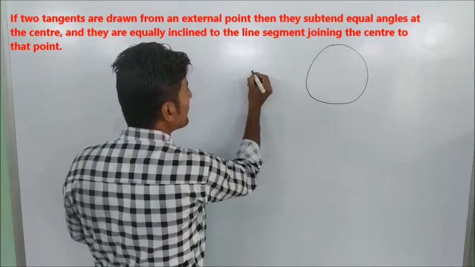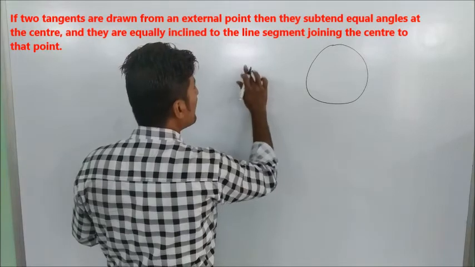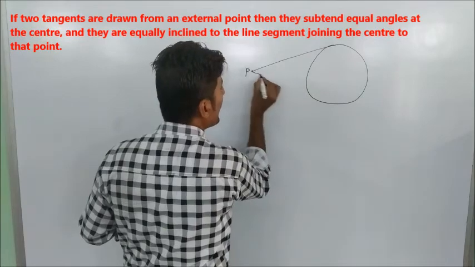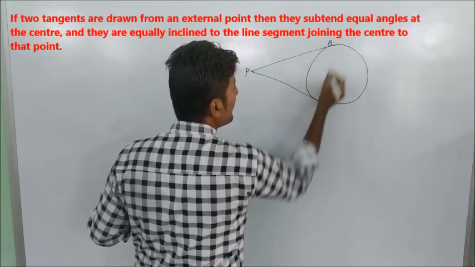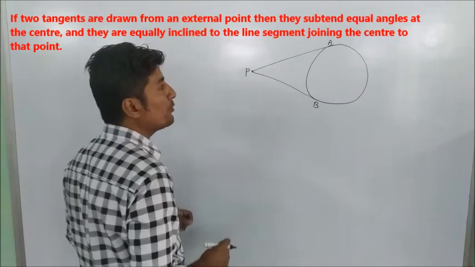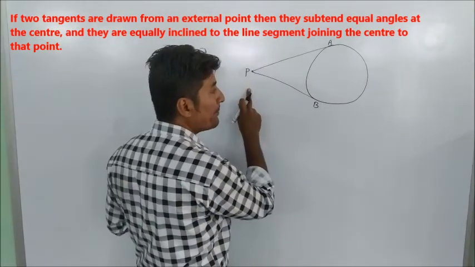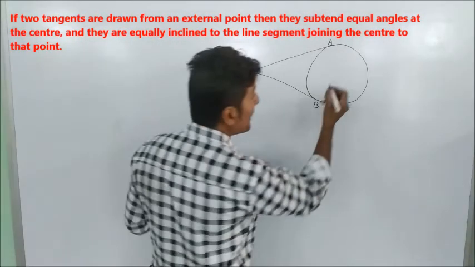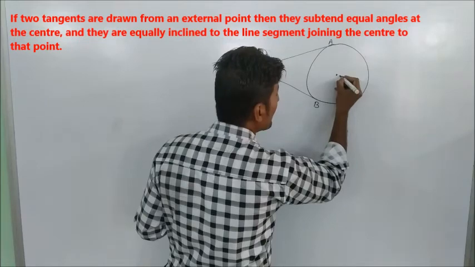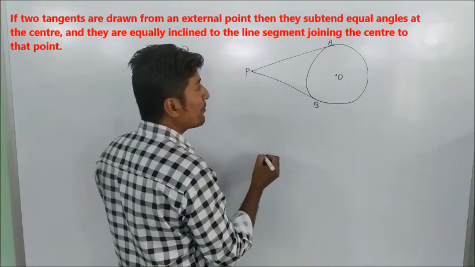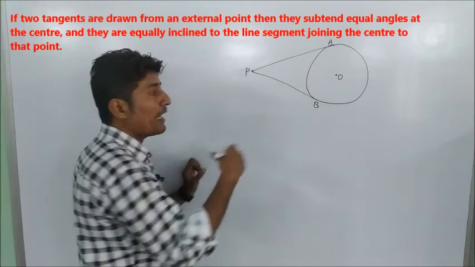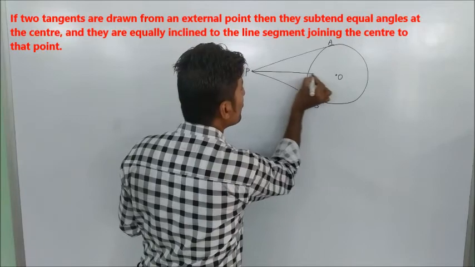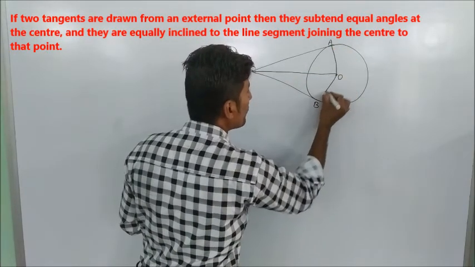and suppose this is the external point P. From this point P we have drawn two tangents PA and PB. PA and PB are two tangents drawn from the external point P. Then the very first thing that we have to prove is that they subtend equal angles at the center. Suppose the center of this circle is O, then we have to prove that PA and PB both are subtending equal angles at the center. So we have to join P to O, O to A and O to B also.